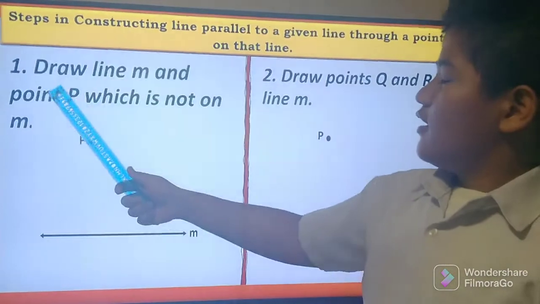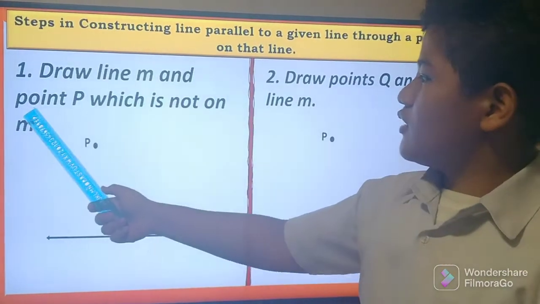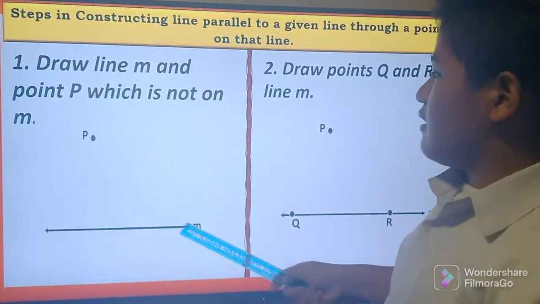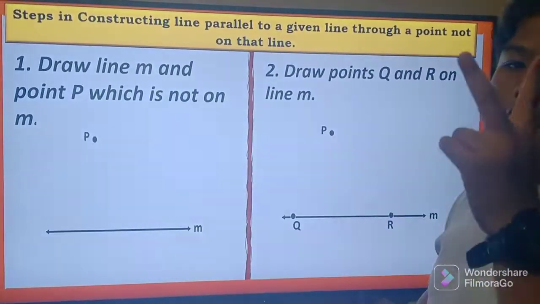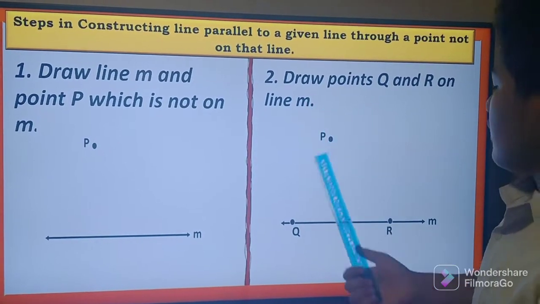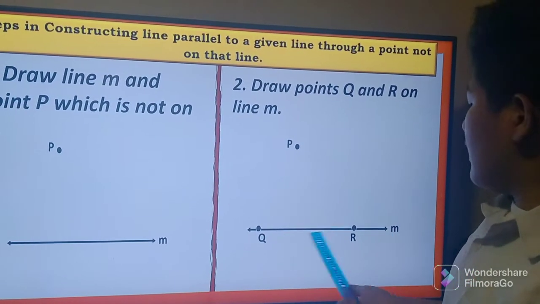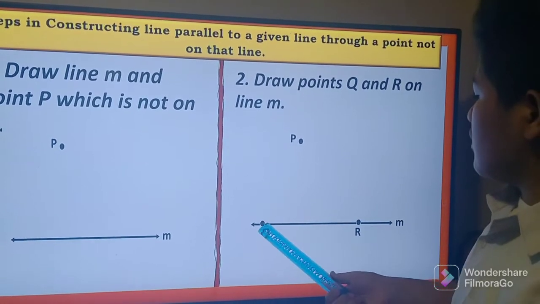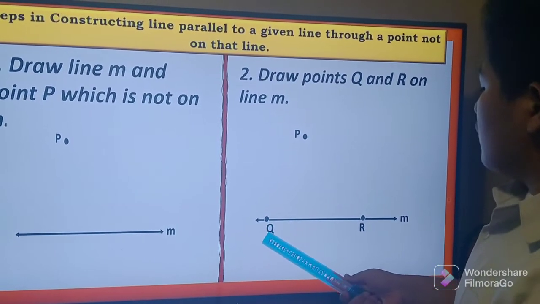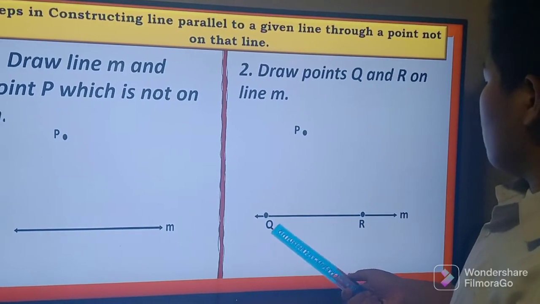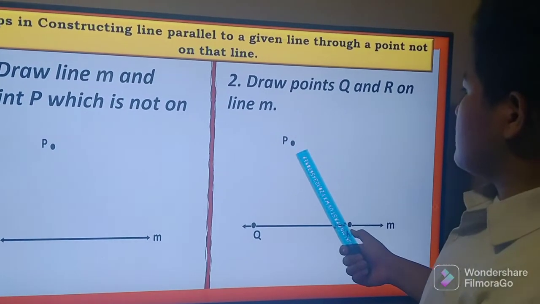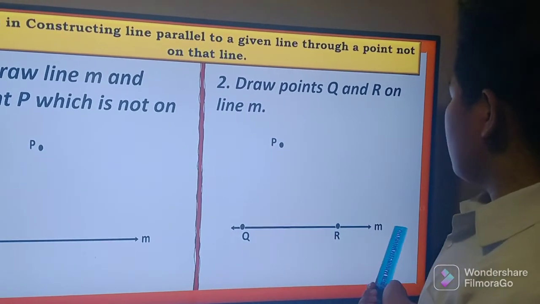Number 1. Draw line M and point P which is not on line M. This is line M and this is point P. Number 2. Draw points Q and R on line M. Remember that this is line M and draw points Q and R on line M. So there are 2 points Q and R on line M. And this is point P. This is not on line M.